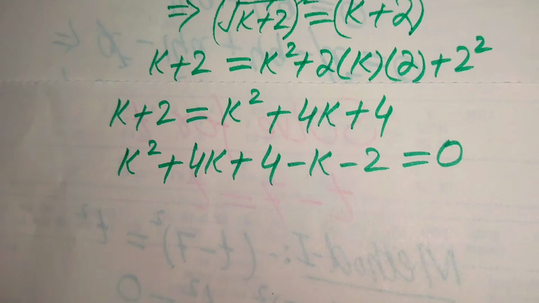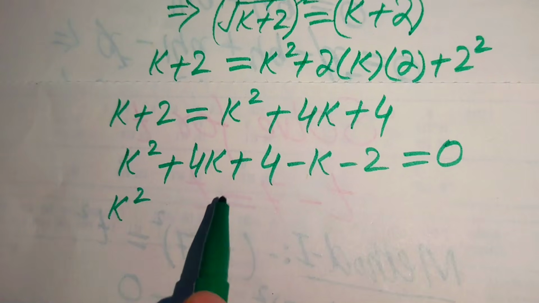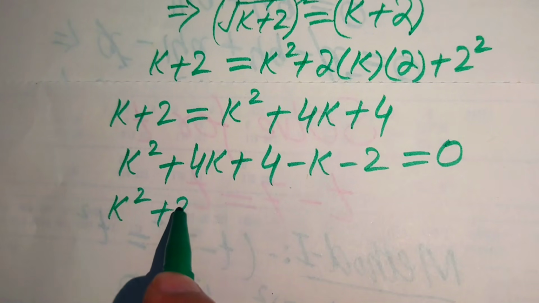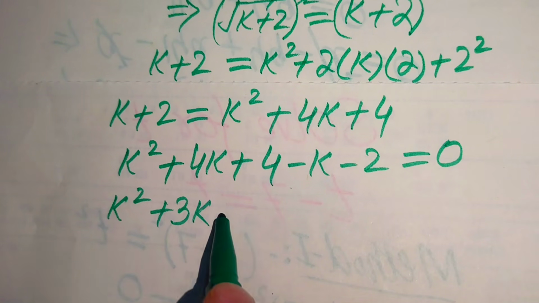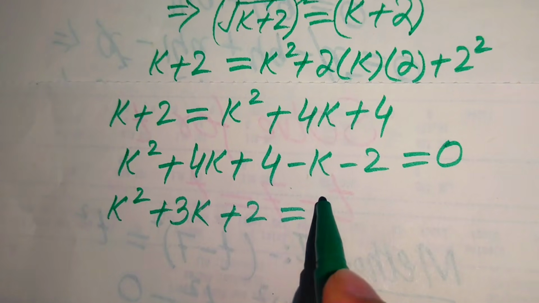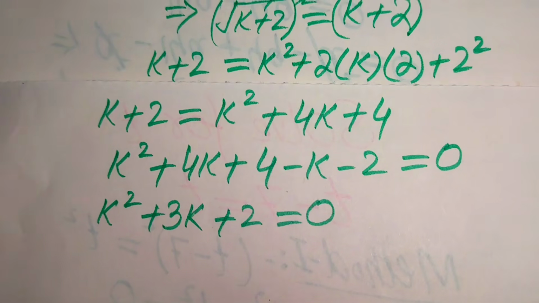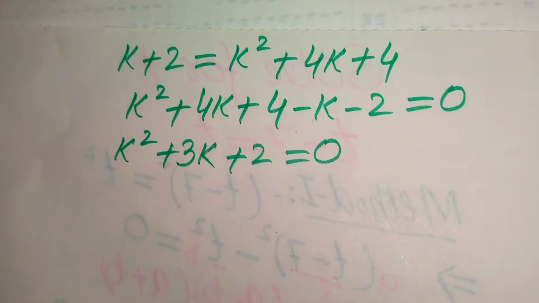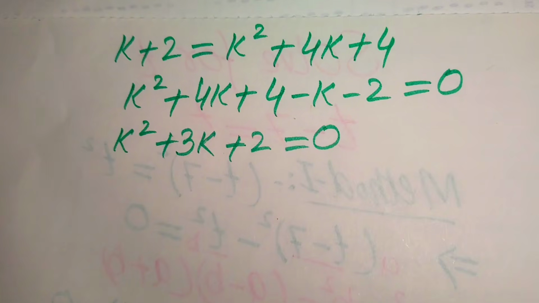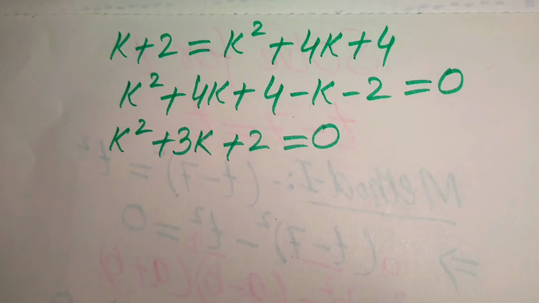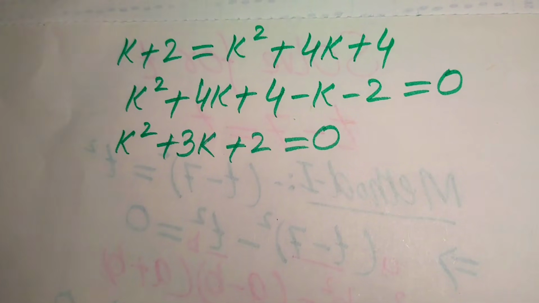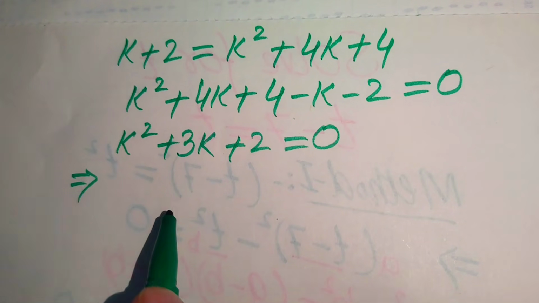to 0. And in the next step we have k square, and 4k minus k becomes 3k, and 4 minus 2 becomes plus 2, and this whole equation is equal to 0. So further in the next step we need more simplification. And you see our given equation becomes in quadratic form, and here we just use the quadratic formula to solve this problem. So in other words we just apply the factorization technique to solve this problem.